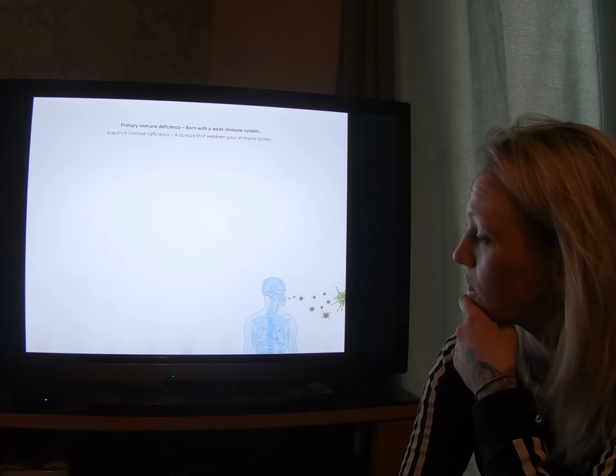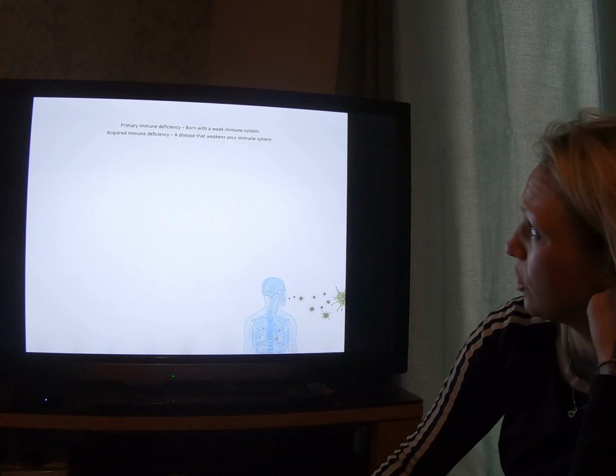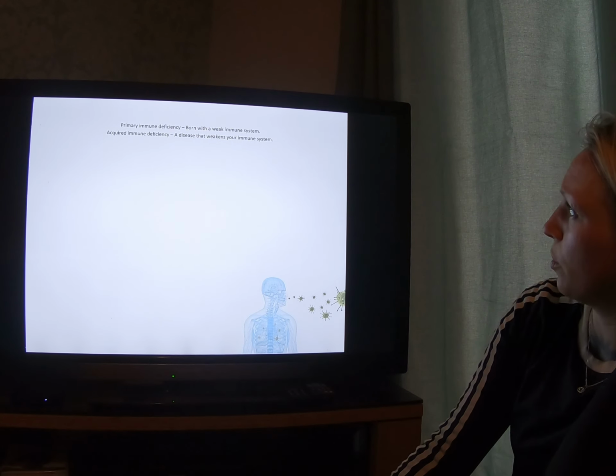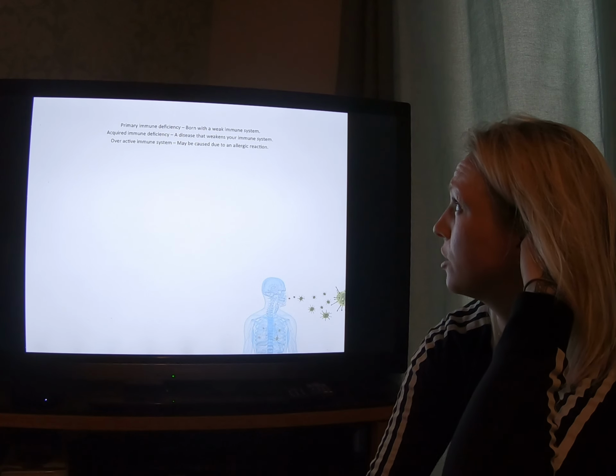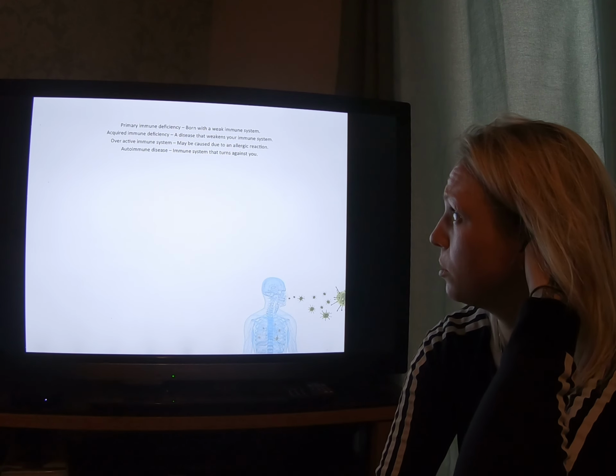Immune system and disorders. Primary immune deficiency: born with a weak immune system. Acquired immune deficiency: a disease that weakens your immune system. Overactive immune system: it may be caused by an allergic reaction.